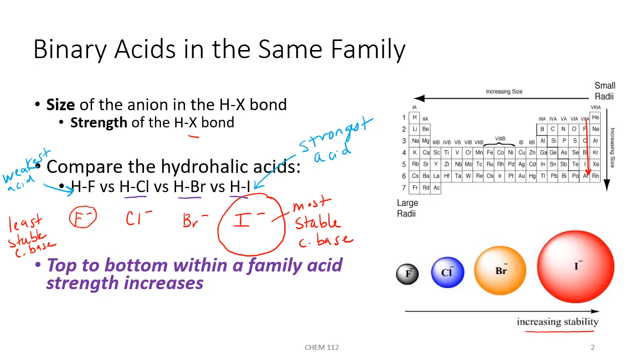So as you go from top to bottom within a family, and when you're looking at binary acids, the acid strength will increase. So that's the general trend. It doesn't matter if we're looking at group 7A, group 6A, as we go from top to bottom, the acids get stronger. Group 5A, they get stronger as we go from top to bottom, as long as we're comparing binary acids.